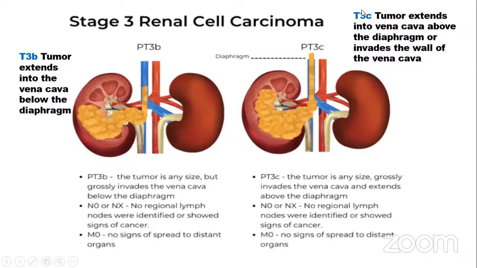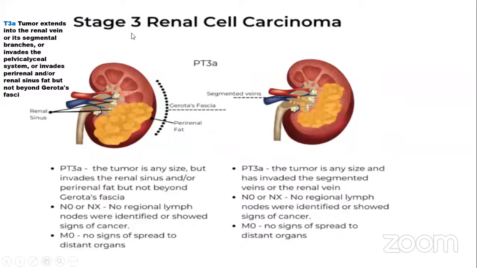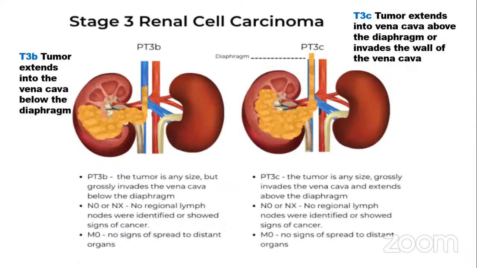But T3C, the tumor extends into the vena cava above the diaphragm. As you see, this is the diaphragm. Above the diaphragm, this is the T3C. I hope this is clear. Okay, very important to differentiate between T3A, T3B, and T3C.